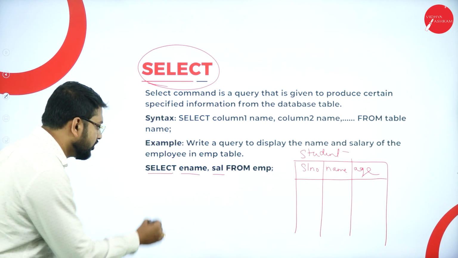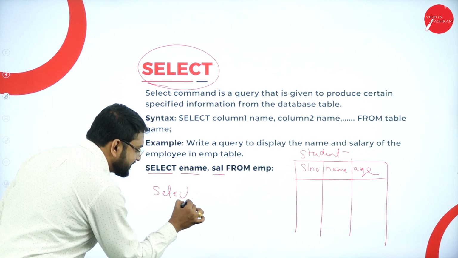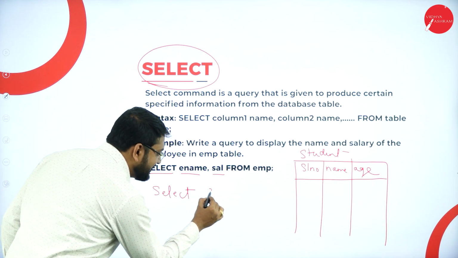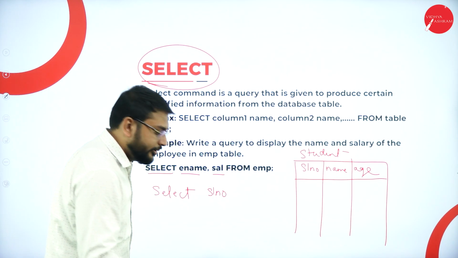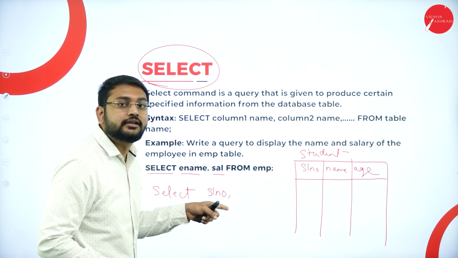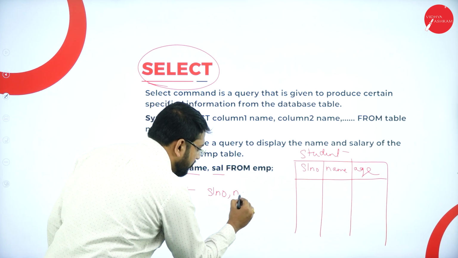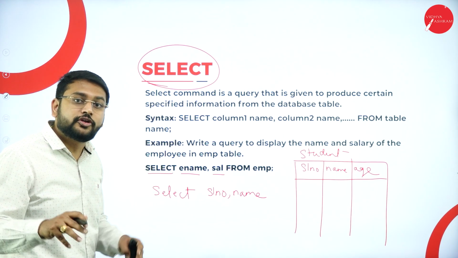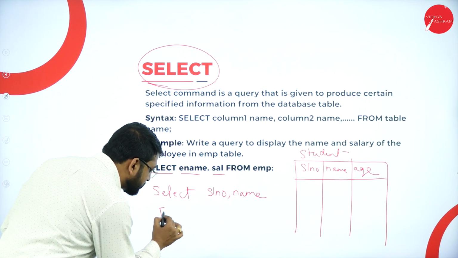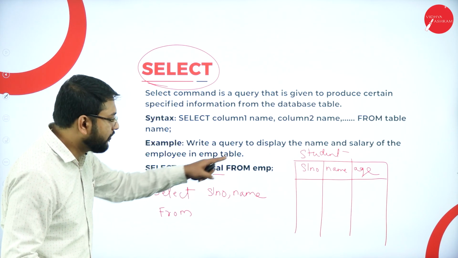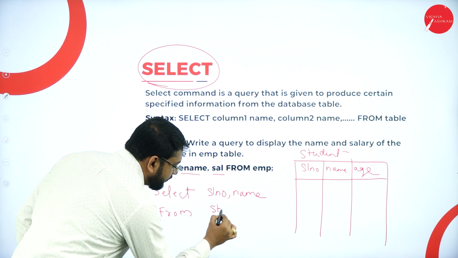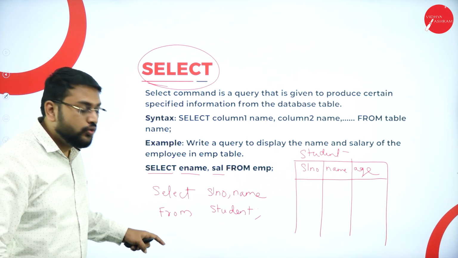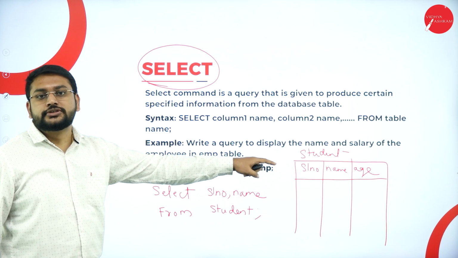So how do I write the query? First, I have to write the keyword select. How many columns do you want? I want 2. What is the first column that you want? I want serial number. What is the next column? Next I have to enter a comma, followed by name. So you have selected which columns you want. From where? You have to mention from where: from student. You have to mention the name of the table. Then after that, semicolon. This is how you will select the columns from the table.